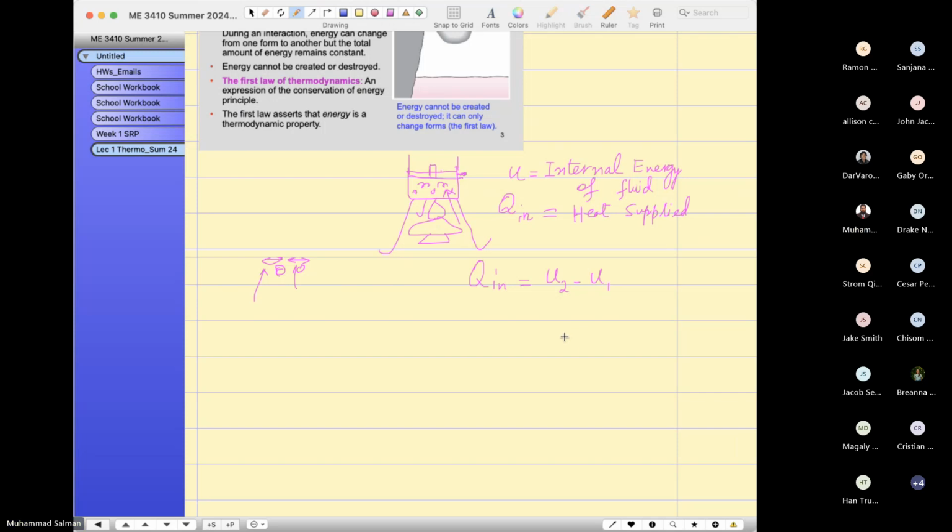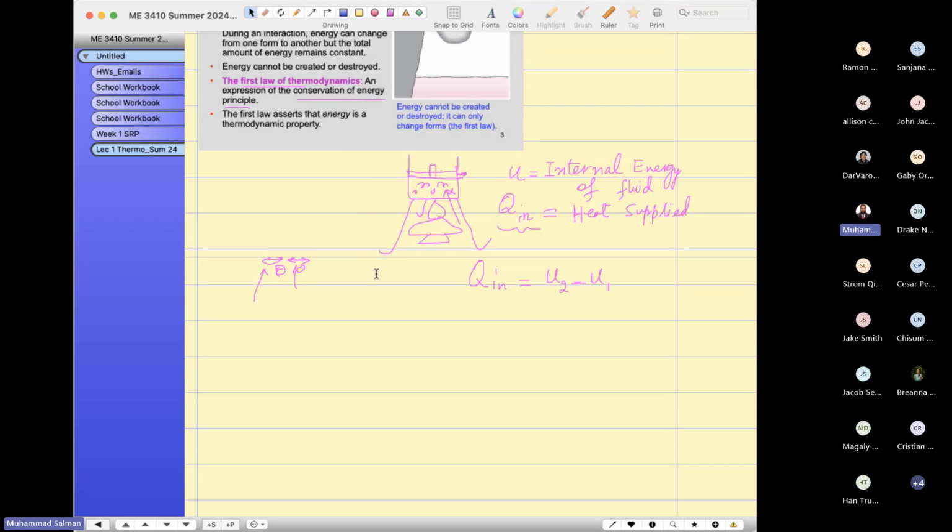And the internal energy final is U2, initial is U1. This is the first law of thermodynamics. The first law of thermodynamics is an expression of the conservation of energy principle: whatever energy you are supplying in terms of heat is used to increase the kinetic energy of the molecules, or increase the internal energy of the fluid.